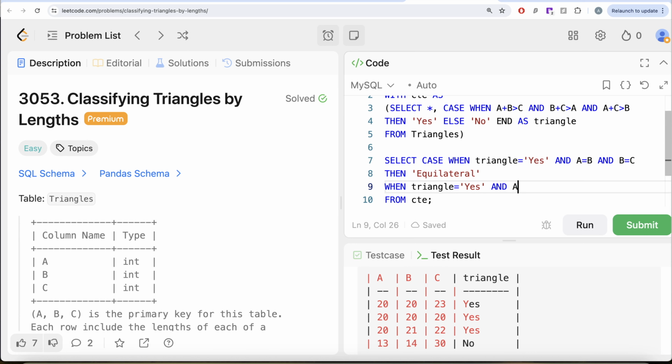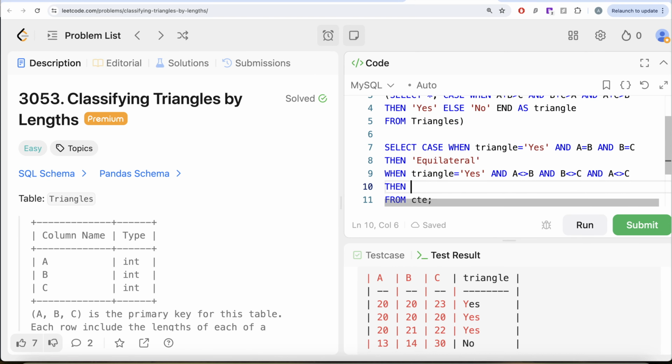Next, when triangle is equal to yes and none of the sides are equal: A is not equal to B and B is not equal to C and A is not equal to C. Now here you might be thinking, if A is not equal to B and B is not equal to C, doesn't that imply that A is not equal to C ultimately, just like we saw for equality? No. Think about A is 14, B is 15 and C is 14. So 14 is not equal to 15, 15 is not equal to 14, but 14 is equal to 14, right? So you need to make sure that A is not equal to C is also specified. So if all the three sides are not equal, then you return a scalene triangle.